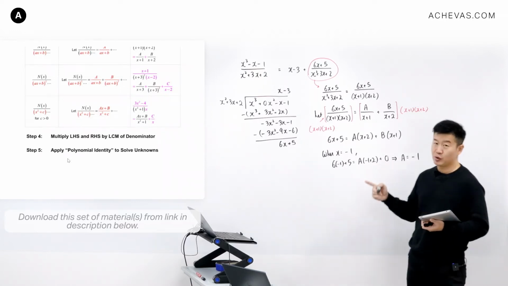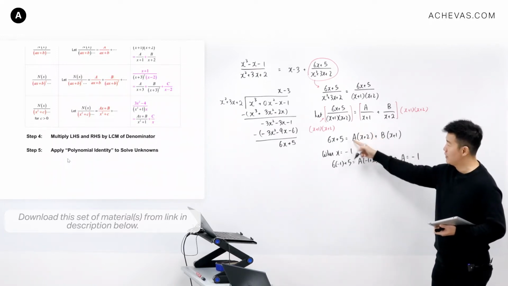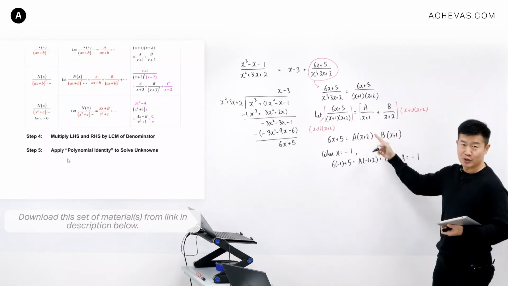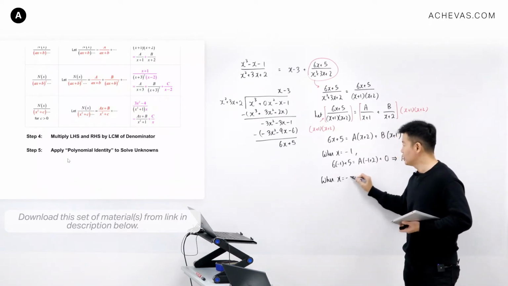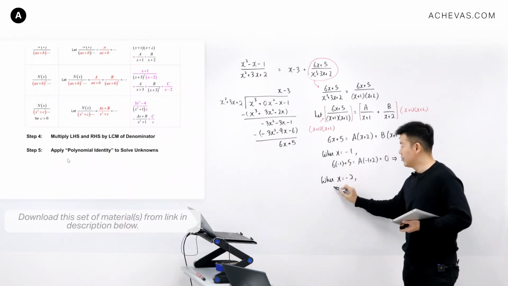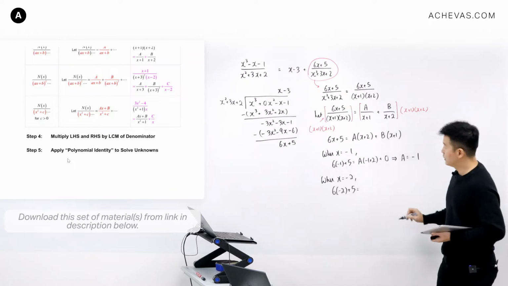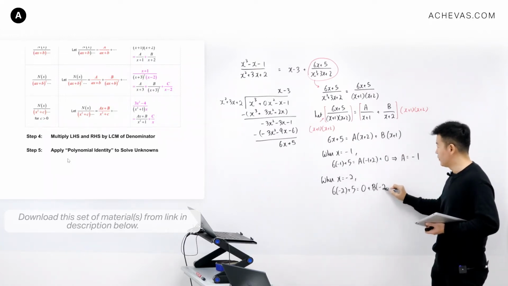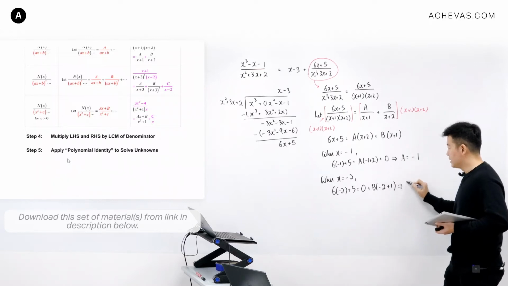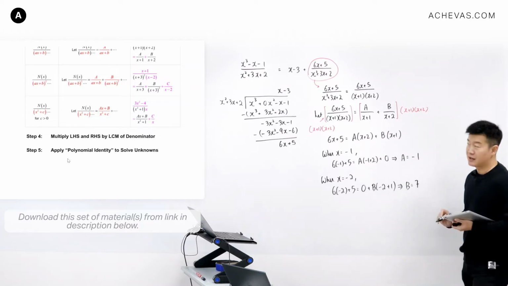And I'm going to substitute another convenient value of x, which is actually minus 2, because that will immediately cause this term here to become 0. So when x is equal to minus 2, on the left hand side we have 6 times minus 2 plus 5, and on the right hand side this will become 0 plus b of minus 2 plus 1. This will give me the value for b. b here is equal to 7.